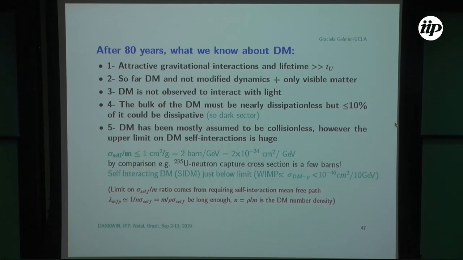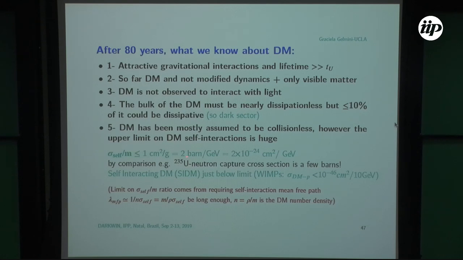I will finish in a minute. And I'm not going to get to the full length. Dark matter has been mostly assumed to be collisionless. However, the upper limit on dark matter self-interactions is huge. The limit is on the ratio of the self-interaction divided by the mass, and this comes from the mean free path. The mean free path depends on the ratio of the mass over the self-interaction.